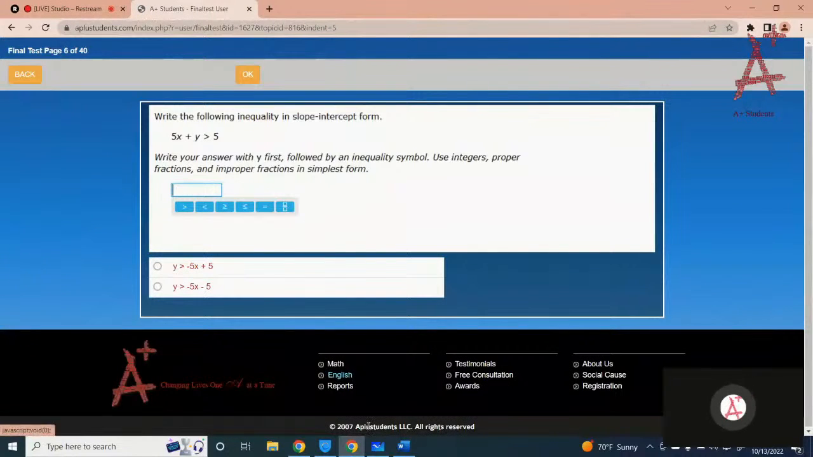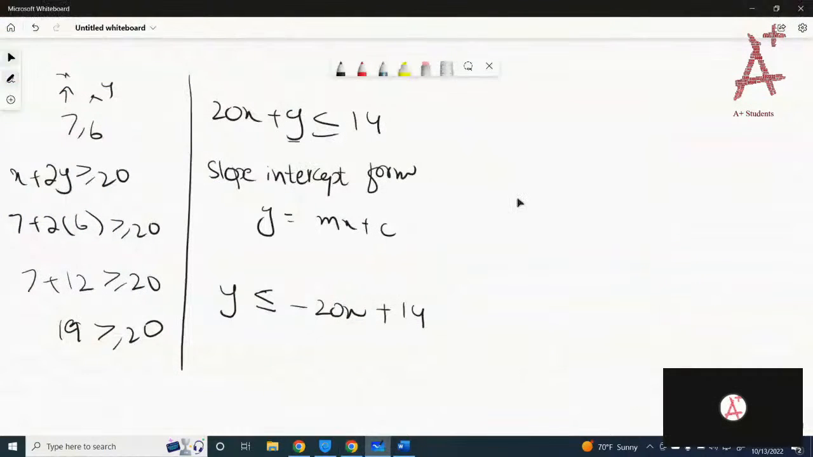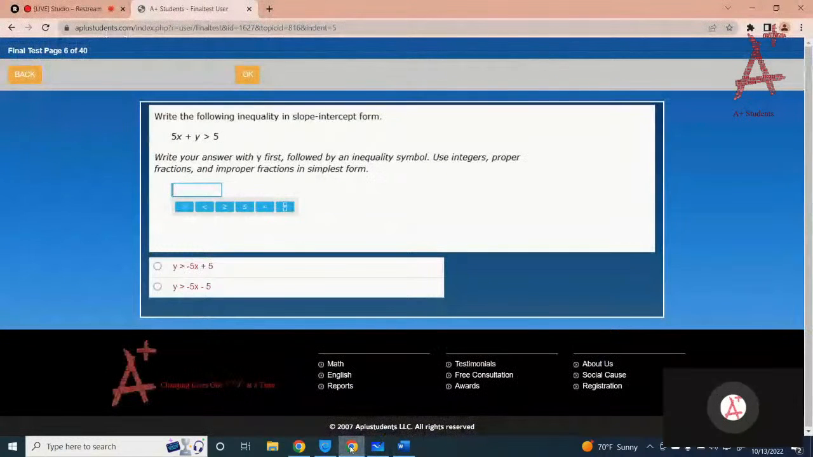Okay, the next one is again write the following inequality in slope intercept form. The equation is 5x plus y greater than 5.